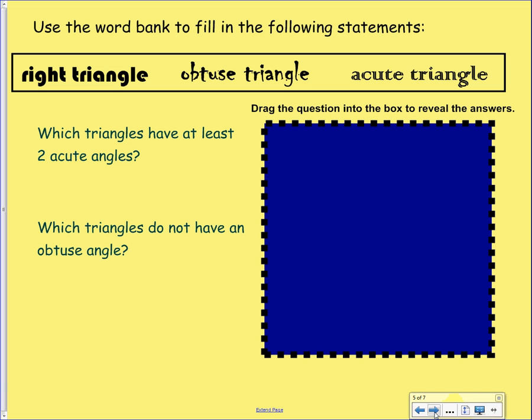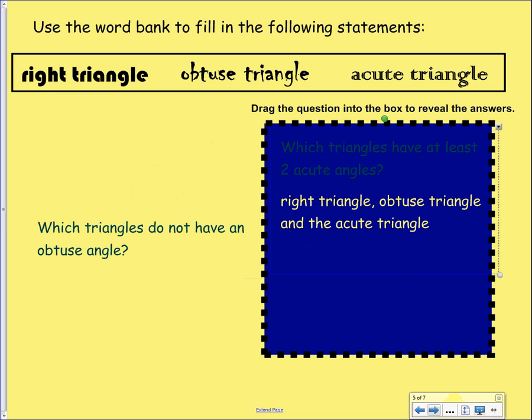So they had to use the word bank to fill in the following statements. Which triangles have at least 2 acute angles? And the correct answer was all 3. So when I drag it over, you see right, obtuse, and acute have at least 2 acute angles. Which triangles do not have an obtuse angle? That would be right and acute.